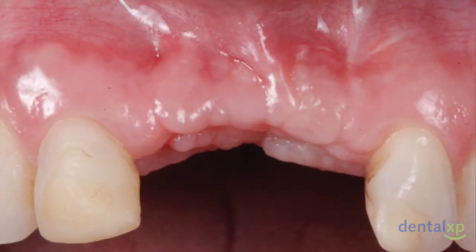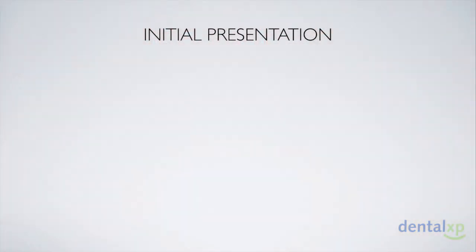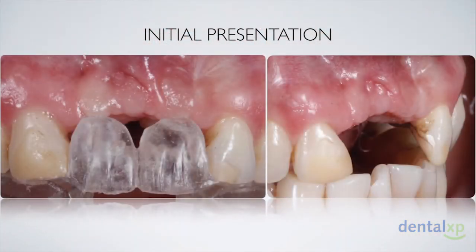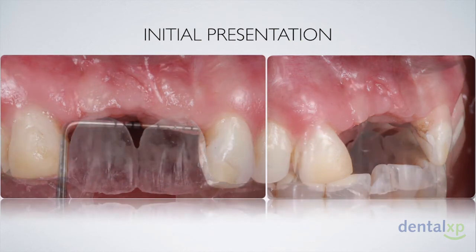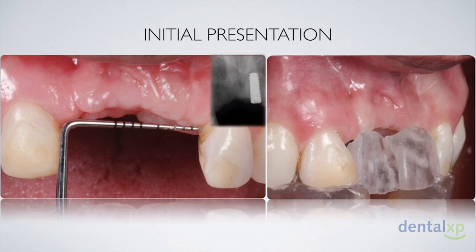So let's take a look at a more extensively involved or compromised site. This patient presented to us following a failed implant in the site of the upper right central incisor with a resultant horizontal and vertical ridge deficiency. To further complicate things, the vertical defect was mainly involving the papilla area between the two centrals, which is already an unfavorable situation to start off with.